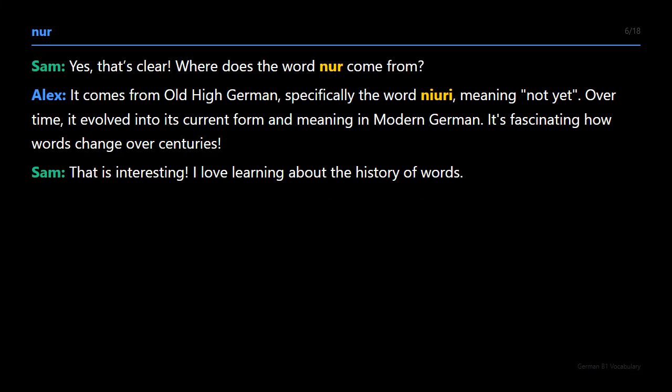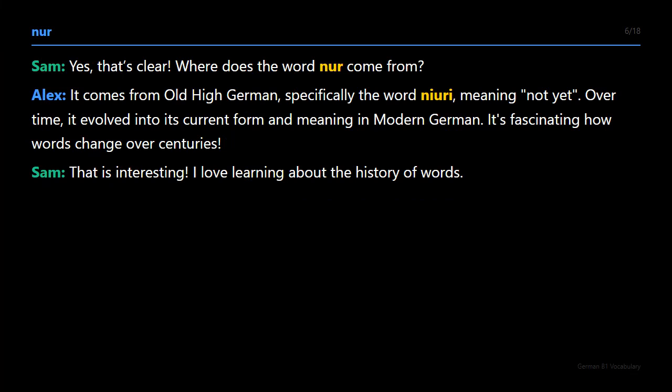Where does the word Nur come from? It comes from Old High German, specifically the word Nure, meaning not yet. Over time, it evolved into its current form and meaning in modern German. It's fascinating how words change over centuries. That is interesting. I love learning about the history of words.